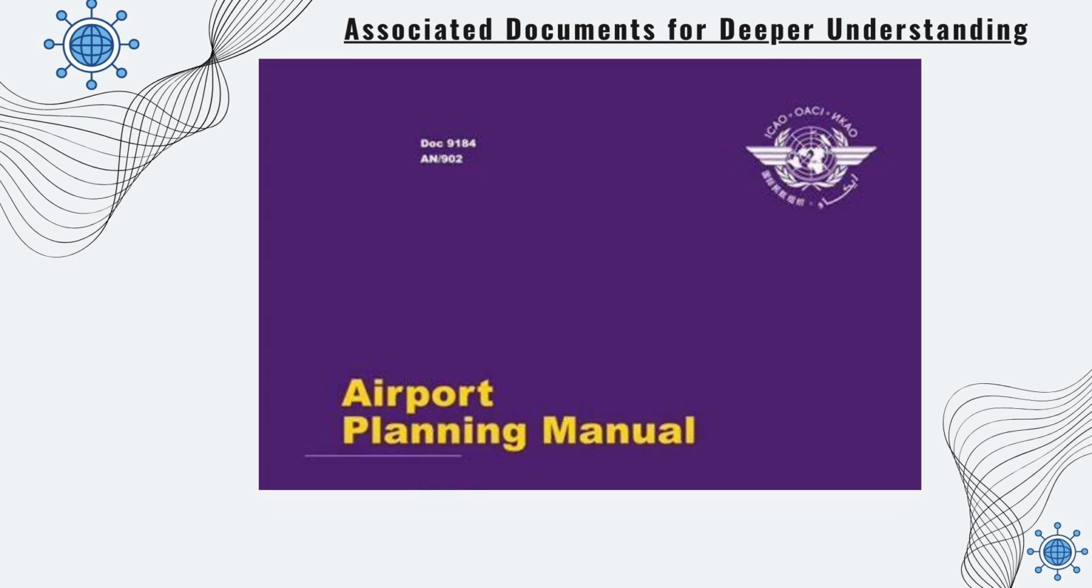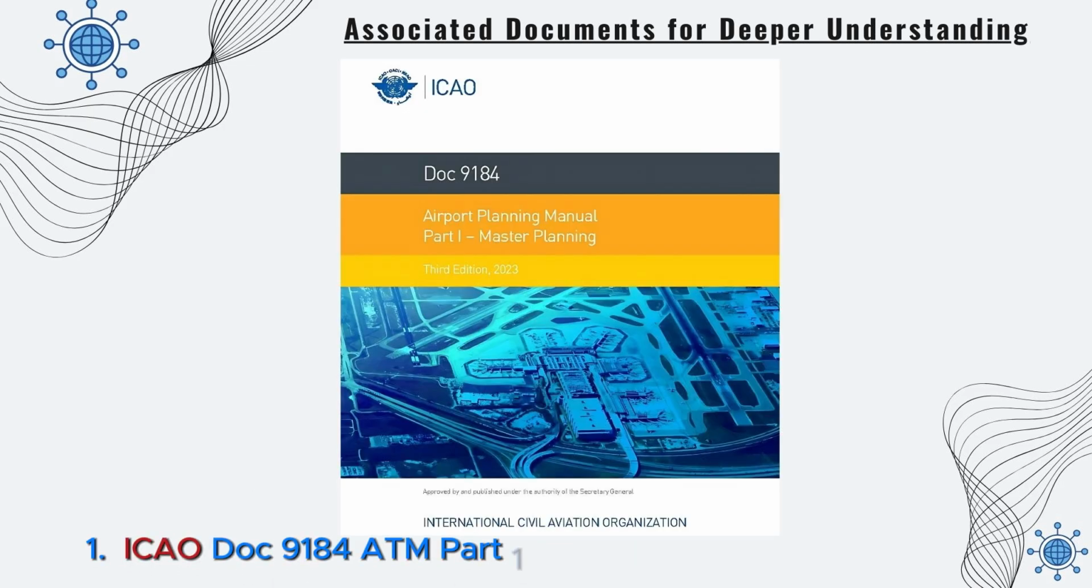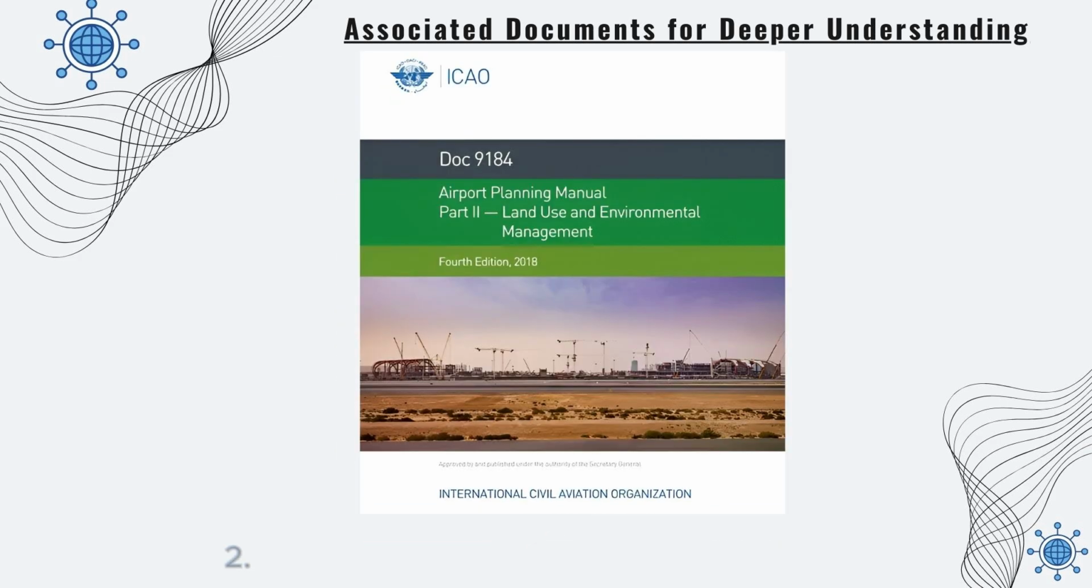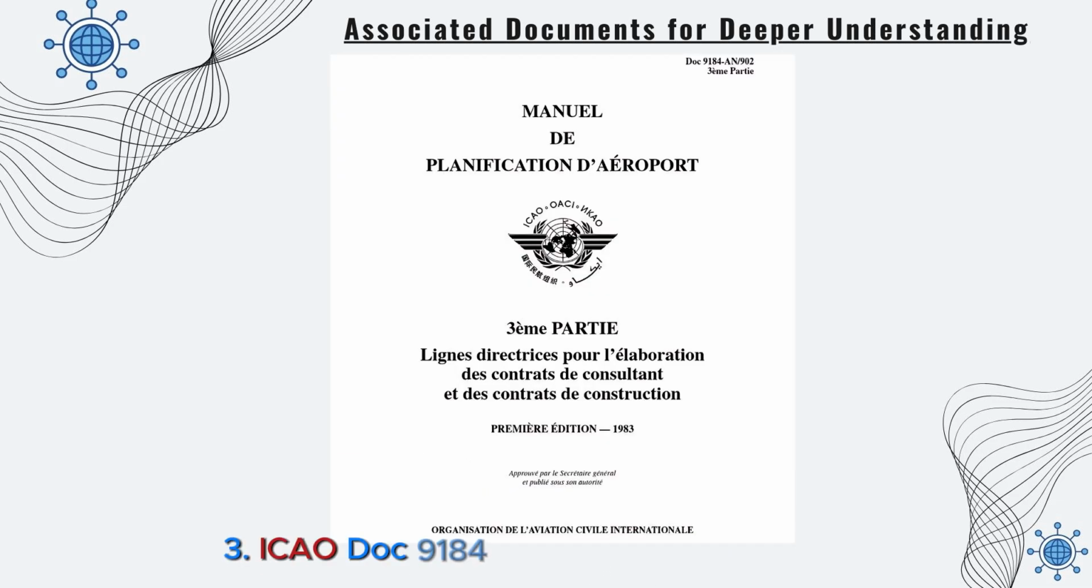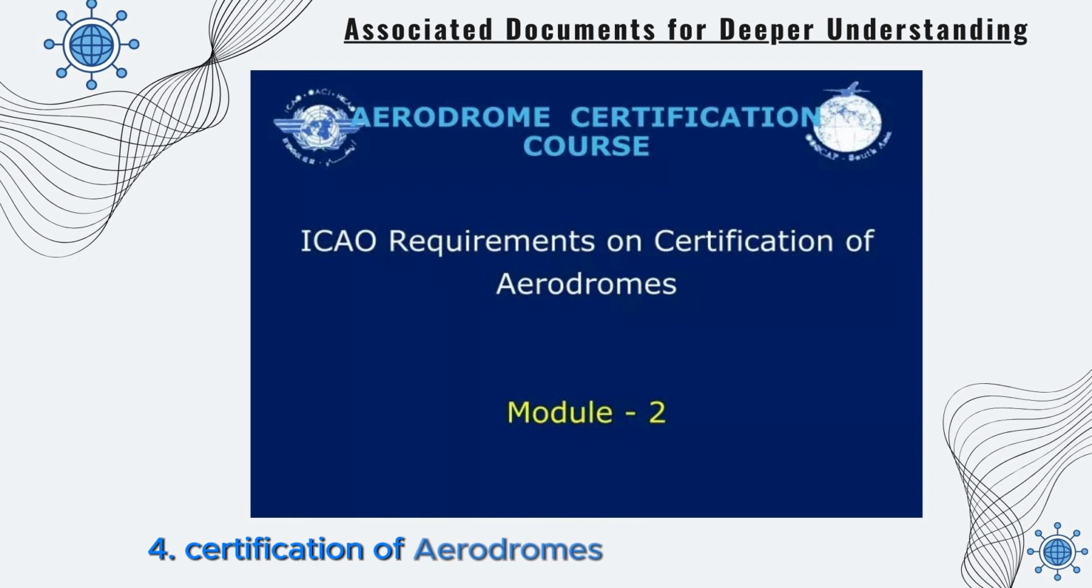Let's see the 7 docs linked to the Airport Planning Manual, APM. 1. ICAO Doc 9184, APM Part 1, Master Planning. 2. ICAO Doc 9184, APM Part 2, Land Use and Environmental Management. 3. ICAO Doc 9184, APM Part 3, Guidelines for Consultant Construction Services. 4. Certification of Aerodromes, COFA.